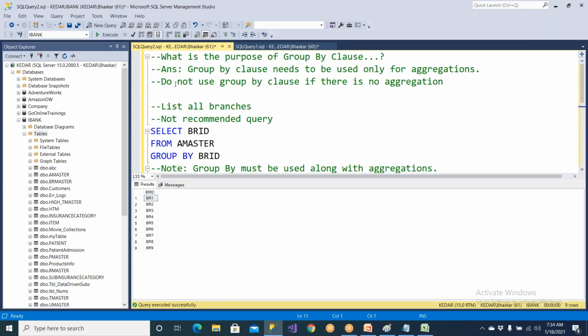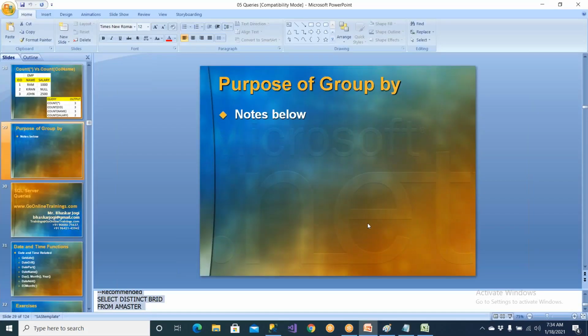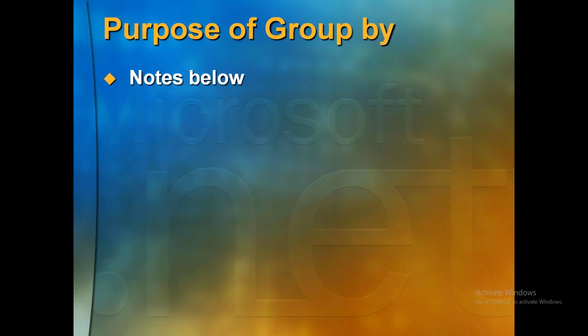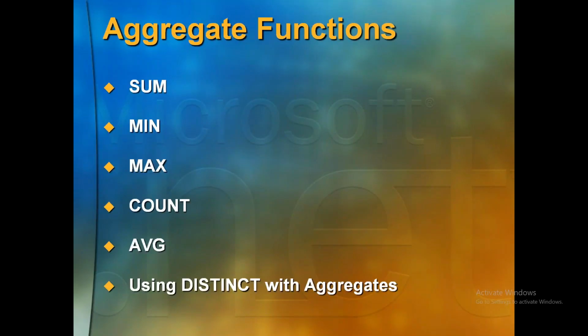So this point is very, very important. A group by clause needs to be used only for aggregations. Don't simply write group by branch ID, group by gender, group by country. No, that is useless until and unless you have aggregations in the select clause. Now, one more thing I want to show you. Use distinct with aggregates. What is the meaning of this?